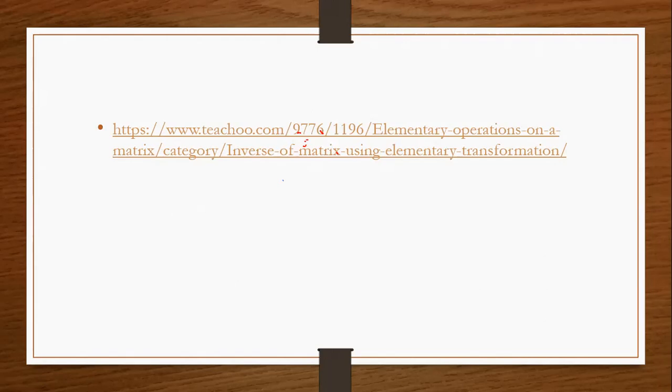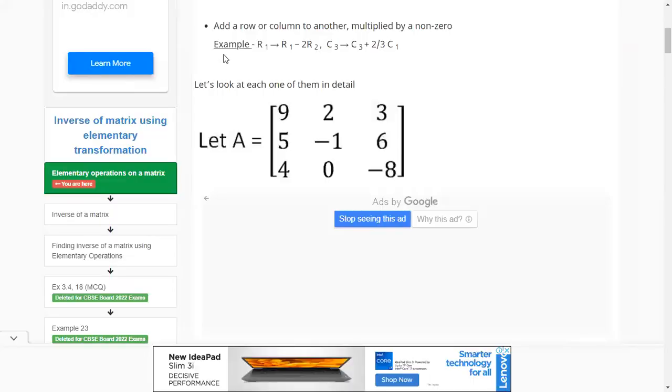Can you all see the matrix here? 9, 2, 3. Can you all see? You can't see. Wait a minute. Now can you all see?